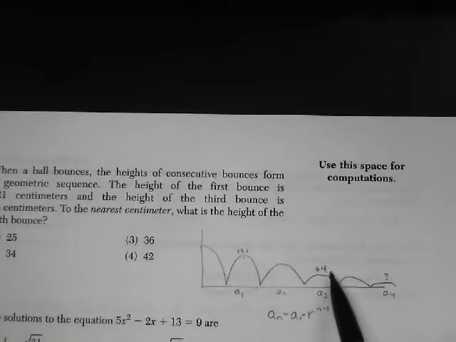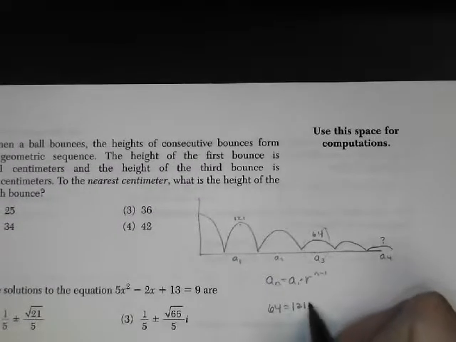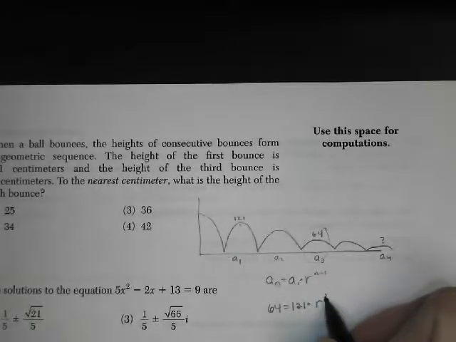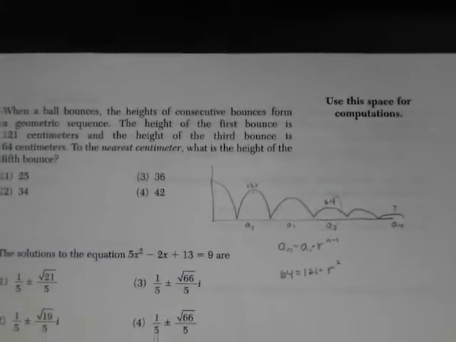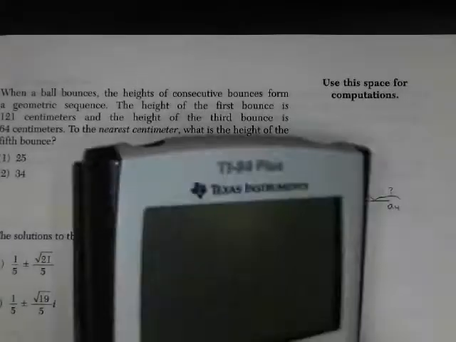Let's say I know my third term is 64, so we'll let n be 3. So a sub 3 would be 64. A sub 1 is 121 times r, which is what we're looking for, to the n minus 1, and n was my third term, so 3 minus 1 would be 2. This allows us to solve for r. We'll divide both sides by 121.